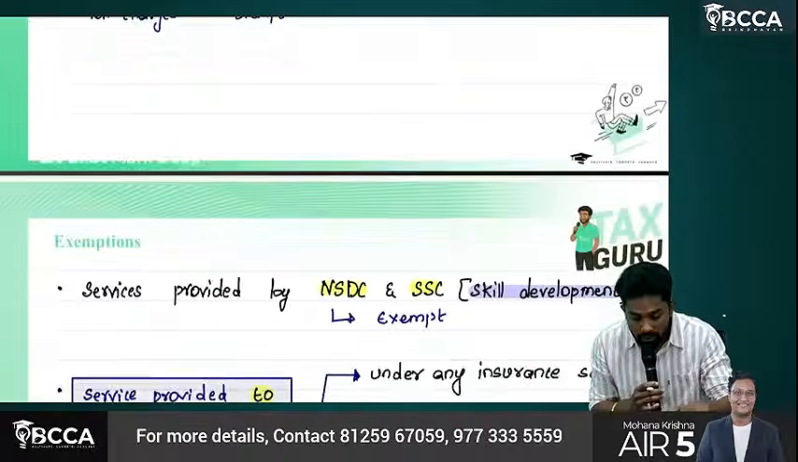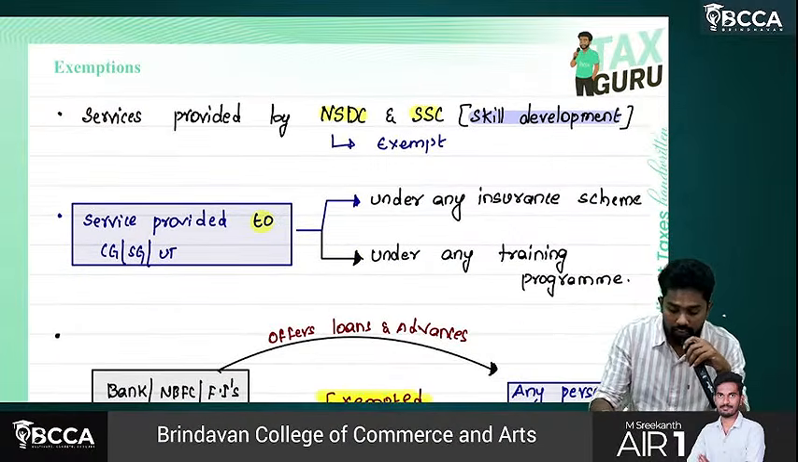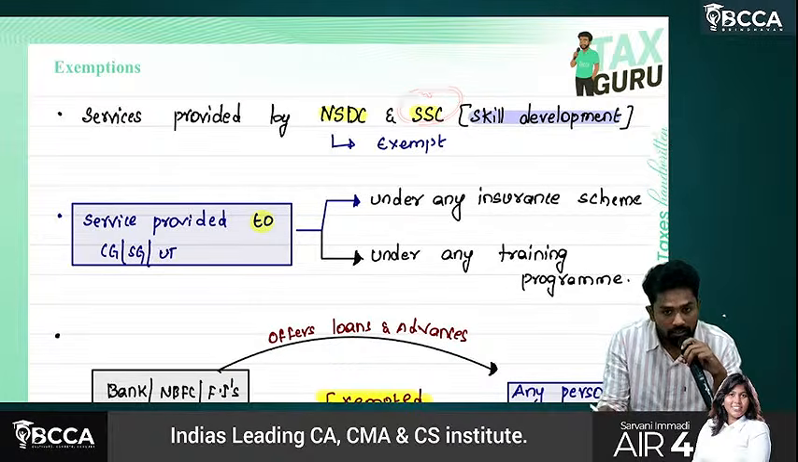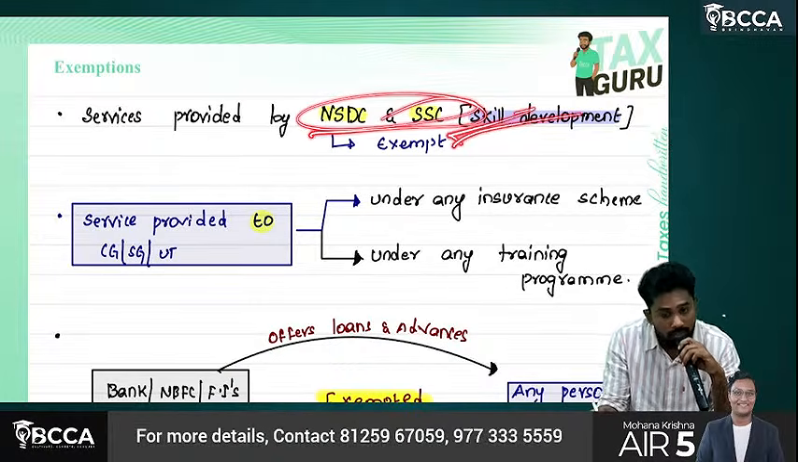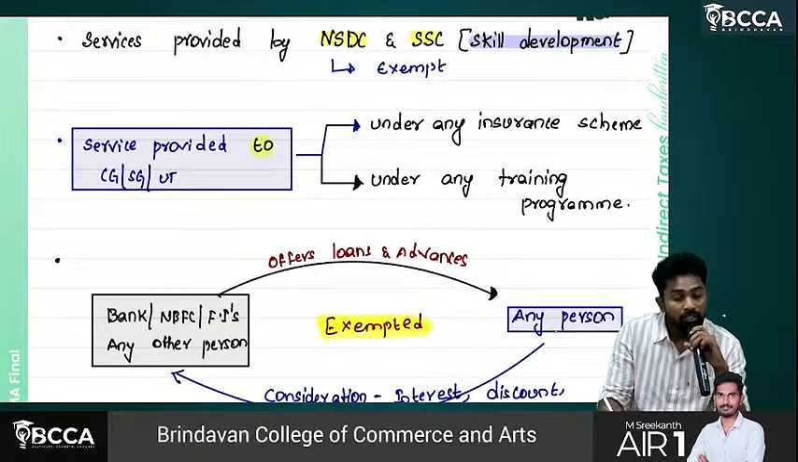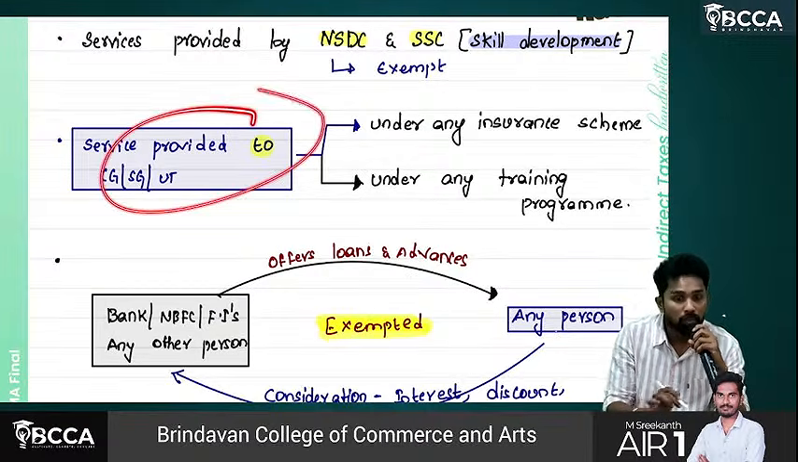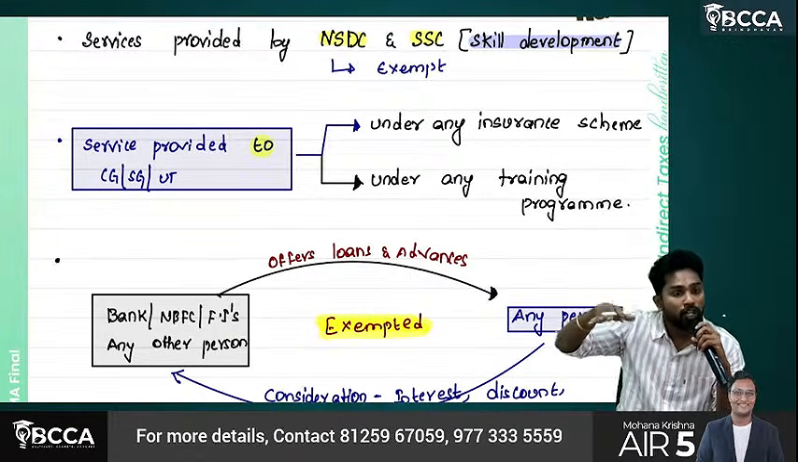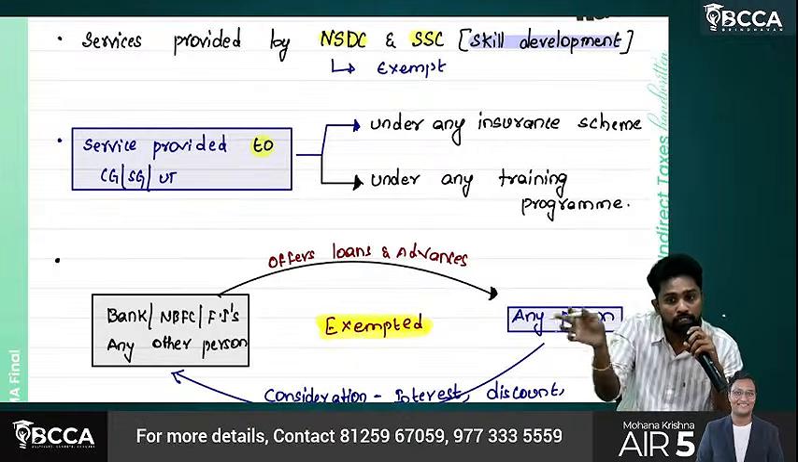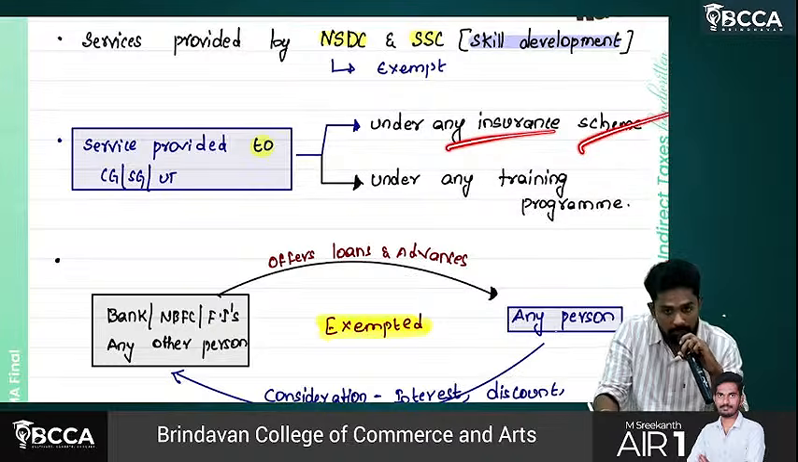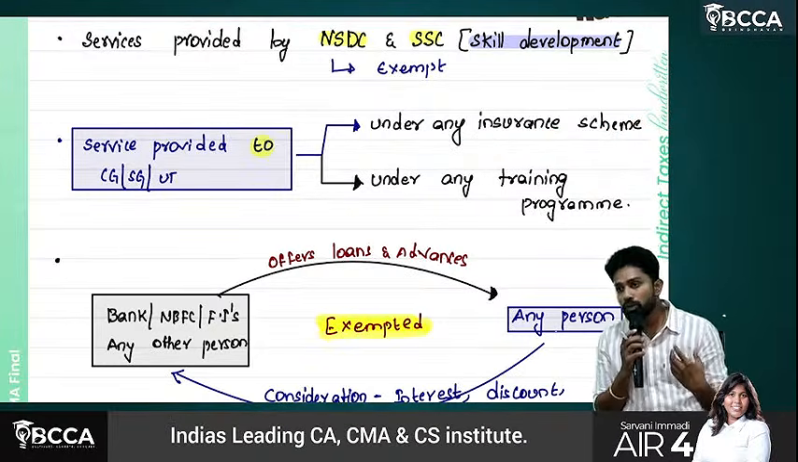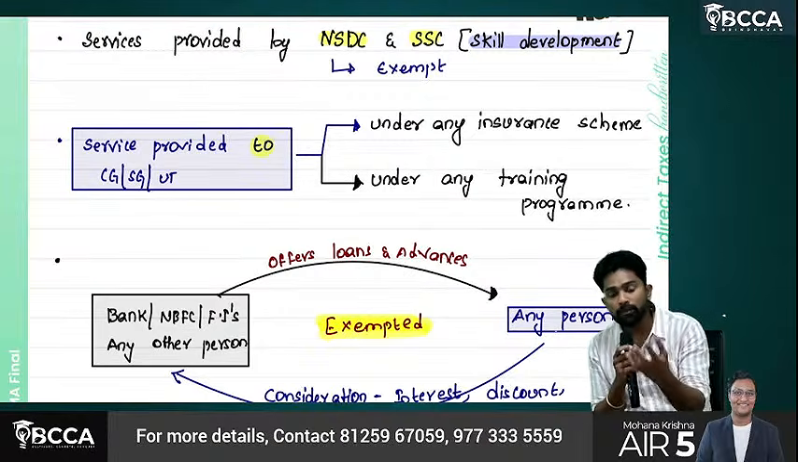Then toll charges are also exempted. Services provided by NSDC, National Skill Development Corporation, and the Skill Development Centers are also exempted. Then insurance service provided to government. Sir, we discussed insurance there for the normal public and all. Here insurance service is provided to whom? Government, exempted.